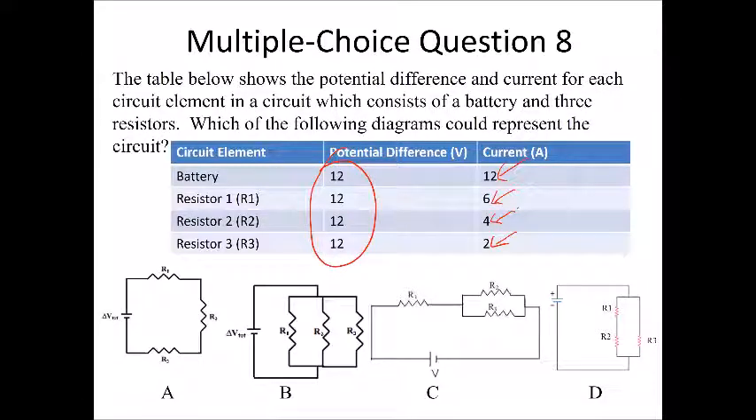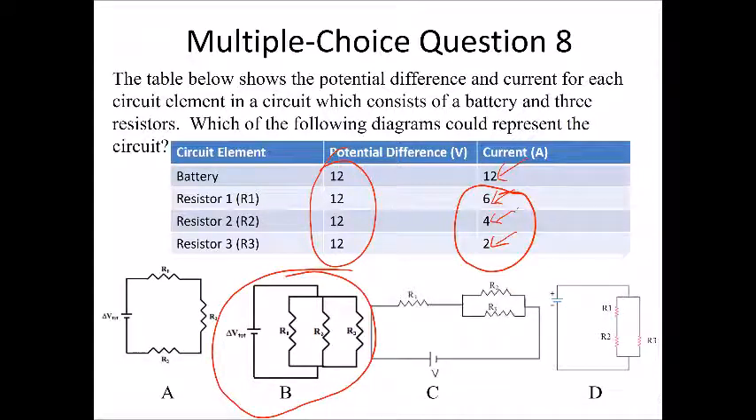Well, that should tell you that you're looking at something that's in parallel, identical voltage drops. Also note that the currents through all the resistors add up to be the total current. So those are all indicative that this is probably a parallel circuit, and the only one of these that's a true parallel circuit that's going to have one resistor on each branch, 3 different branches, is B.